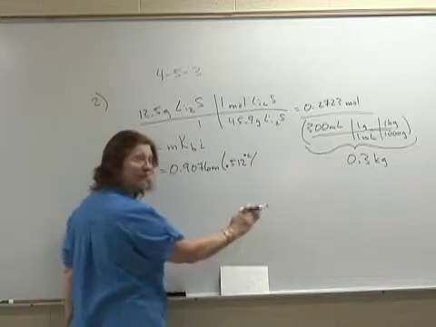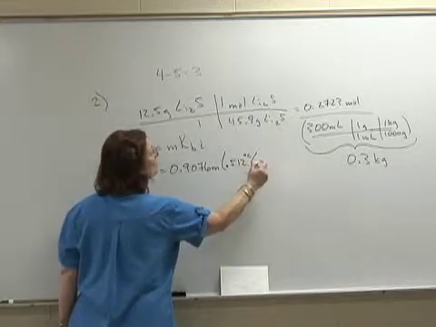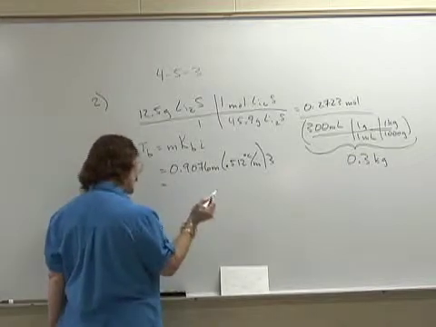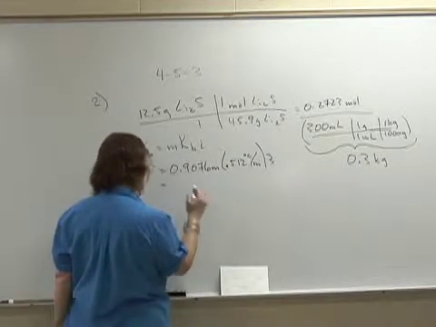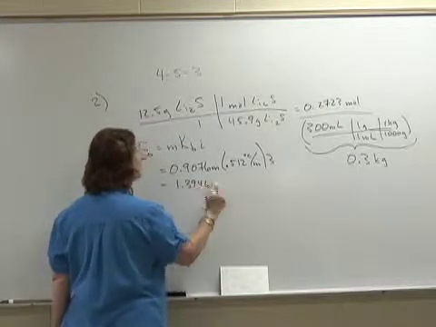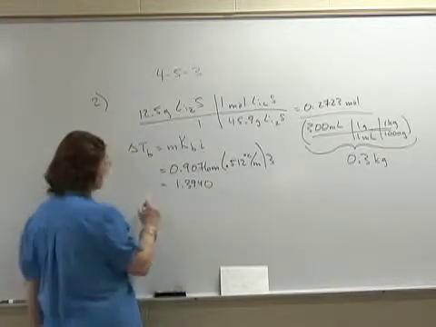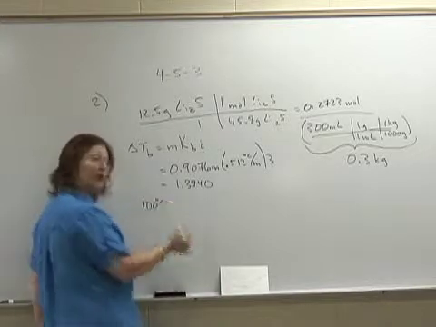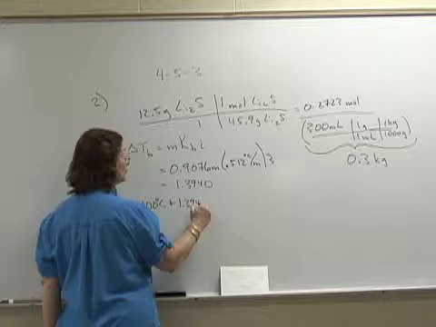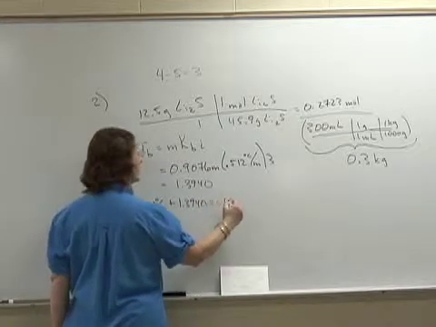Times 3, I'm just anxious to put that 3 in there. Per molal, and I have 3 particles. And when I multiply all this out, I get 1.3940. Now, water normally boils at 100 degrees Celsius, and boiling point goes up, and therefore we add 1.3940.